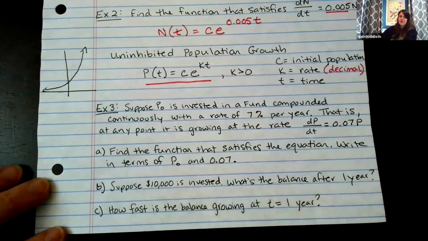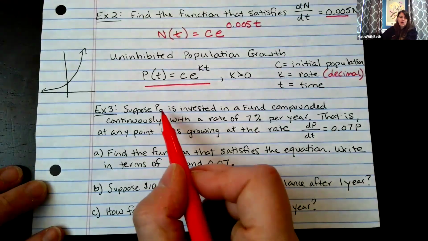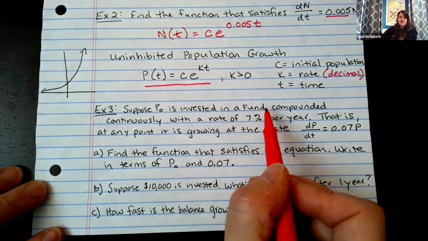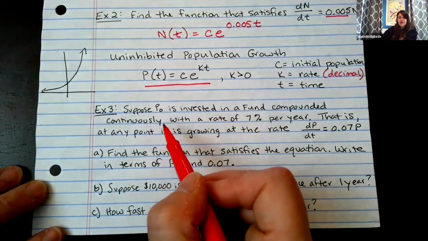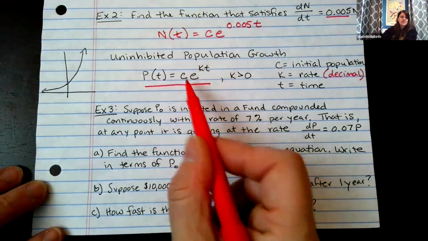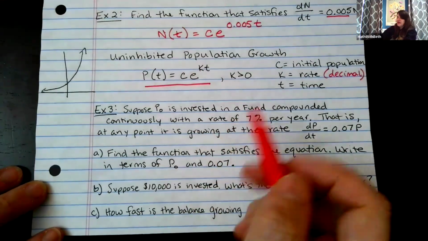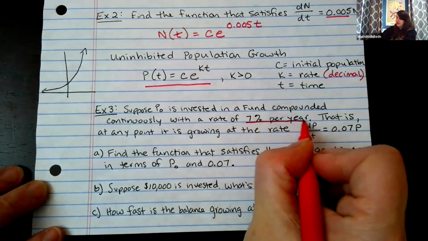So for this example, suppose P sub 0, which just means like the original P, is invested in a fund, compounded continuously. That's your hint that you're going to use this equation with a rate of 7% per year.